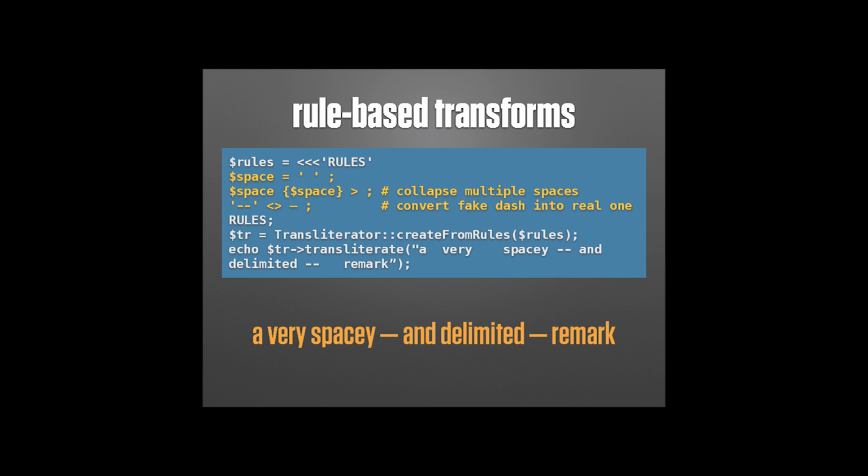So we say create a variable $space here, and then this is a syntax that says if you see this, convert it to a single space. And then, or if you see this occurrence of sequence, convert it to a real dash, and the less-than greater-than means it goes backwards as well. So if it sees a real dash, if you do the inverse one, then it'll go back to 2 dashes, which is good. And then you say create from rules and give it this very spacey and delimited remark, and it gives you back the result, right? Which is pretty cool.